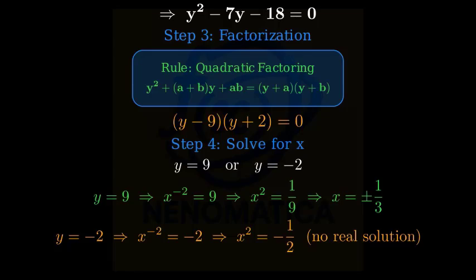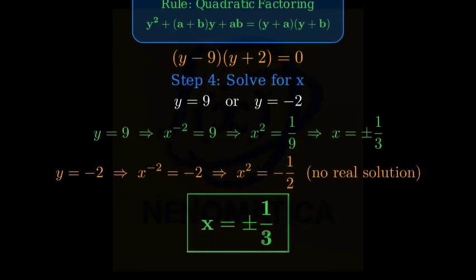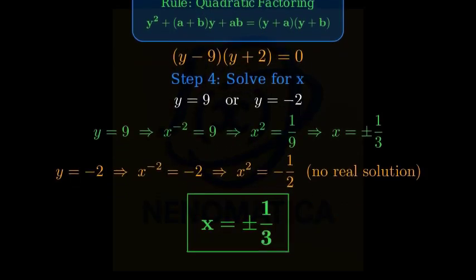Now recall that y equals x to the negative 2, which is 1 over x squared. So if y equals 9, then 1 over x squared equals 9, which means x squared equals 1/9, so x equals plus or minus 1/3. If y equals negative 2, then 1 over x squared equals negative 2, which would require x squared to be negative 1/2, which is impossible over the real numbers. Therefore, that branch has no real solution. So the real solutions are x equals plus or minus 1/3.